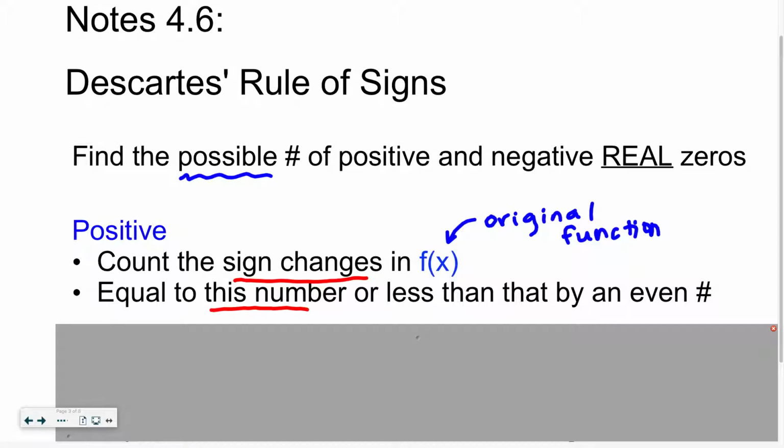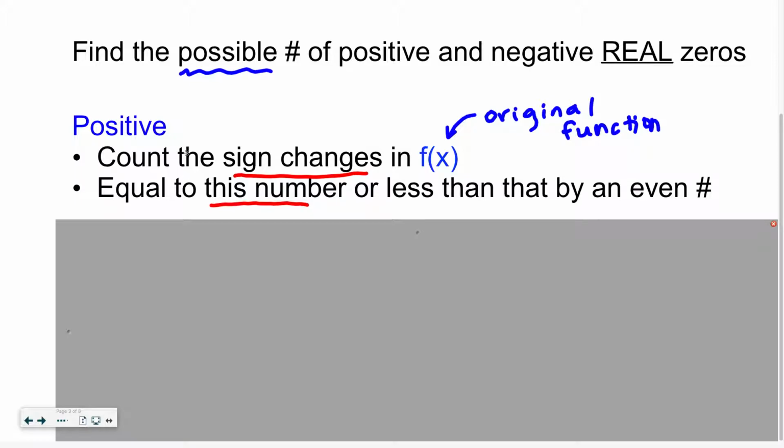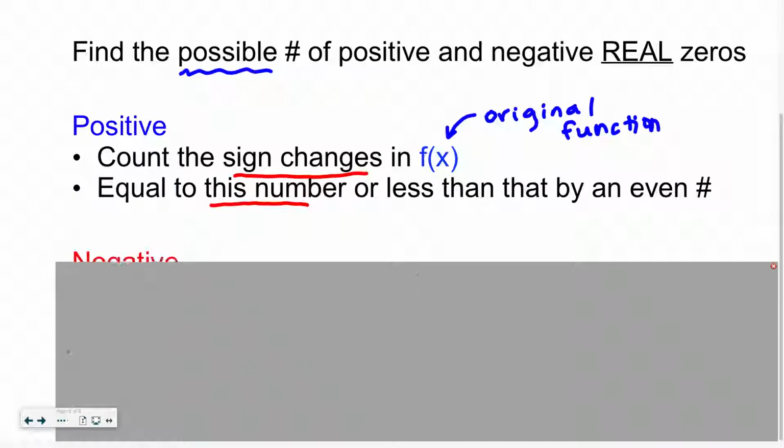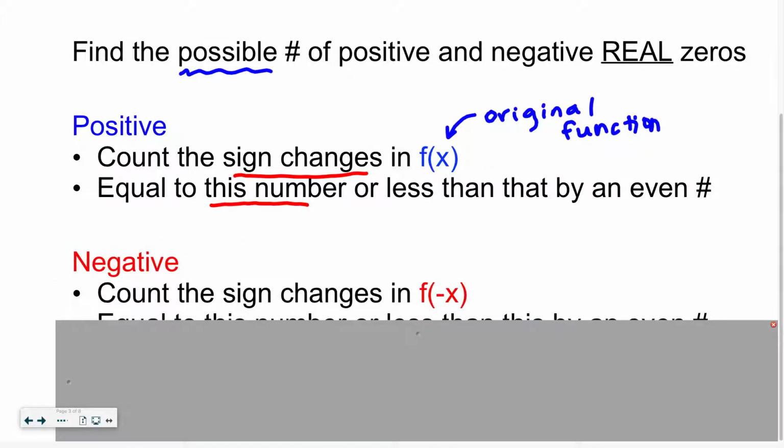The rule for negative is very similar to this, but there's one big difference for negatives. When you want to count the possible negative zeros, so these would be zeros that, like, you're looking at your graph, you've got your y-axis. The positive ones would be on the right side of the y-axis. The negative zeros are going to be on the left side of the axis in the negatives. You have to count the sign changes in f of negative x.